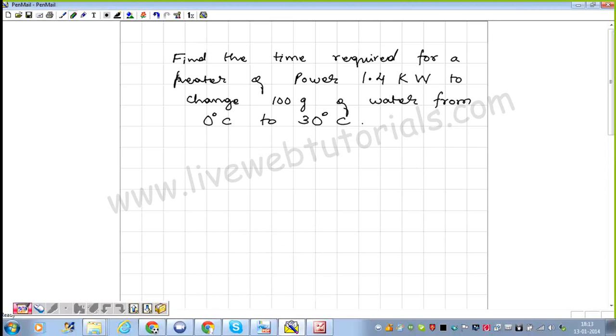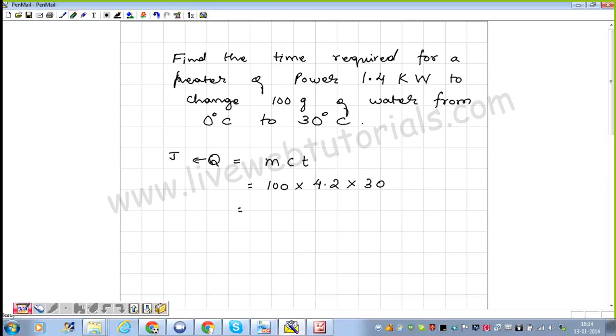Find the time required for a heater of power 1.4 kilowatts to change 100 grams of water from 0 degrees Celsius to 30 degrees Celsius. See, the first thing that we are going to find over here is Q, that is the amount of heat required, which is going to be mcΔT. Mass over here is 100 grams. Specific heat capacity of water is 4.2, multiplied by ΔT, that is the difference in temperature, which is 30. Now this Q is nothing but the amount of heat in joules.